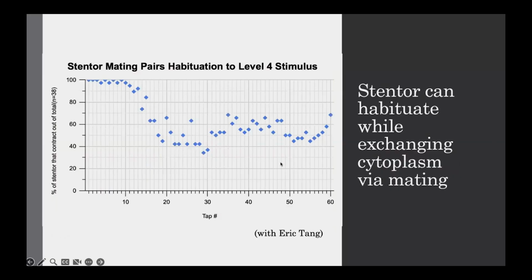So then I looked at whether habituation is still possible while mating is happening, and it turns out habituation can still occur, although to a lesser extent. At the beginning, all the cells contract. On the x-axis we have the number of taps the cell is getting, and on the y-axis we have the fraction of cells contracting. By the end of the experiment, the probability of contraction has gone down, but certainly not to the level of single cells habituating, because before it was around 20%, if you recall from my earlier slides.